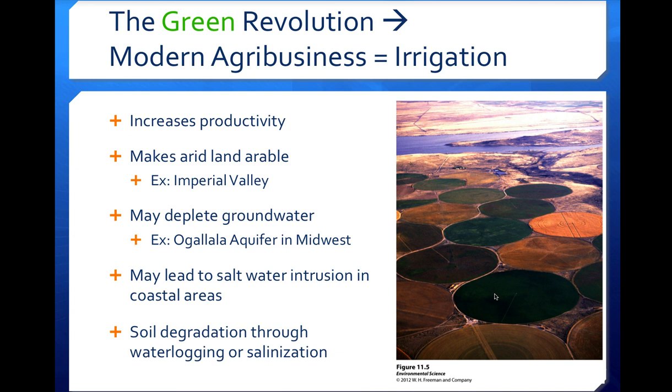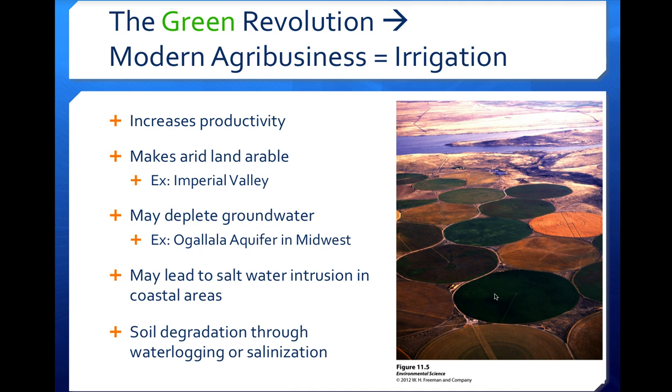Finally, the soil can become degraded with excessive irrigation through the process of waterlogging or salinization. We'll talk more about those later, but in a nutshell, waterlogging is when the soil becomes repeatedly saturated with water and can't drain. It means that the air spaces in the soil are filled up with water, and there's a lot of plants that can't actually live in that environment.